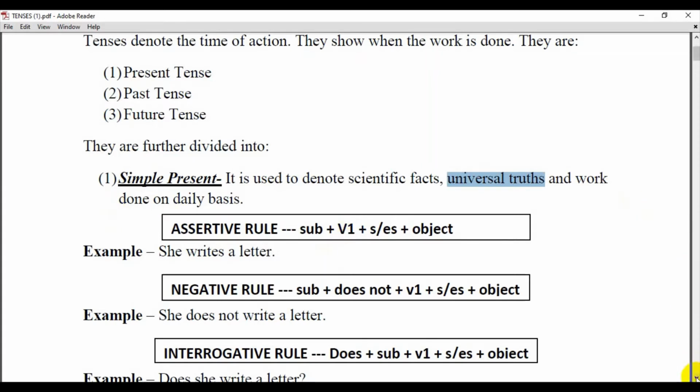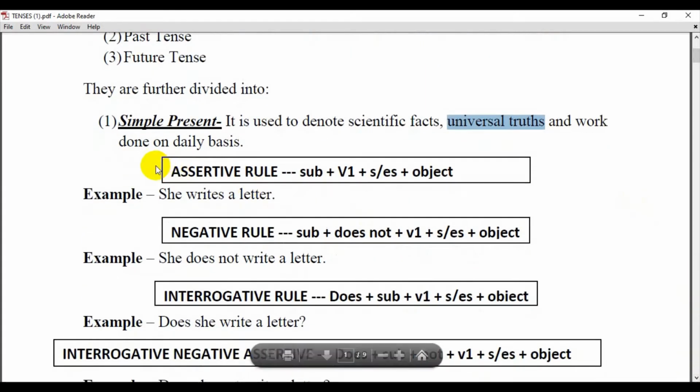Okay, this is the formula of the tense: subject plus verb plus s or es according to the subject. It depends on the subject. If we have a third person singular subject, we need to put an s with the verb, with the main verb of the sentence. So for example, here she writes a letter. Here we have the s, third person s, and so on.